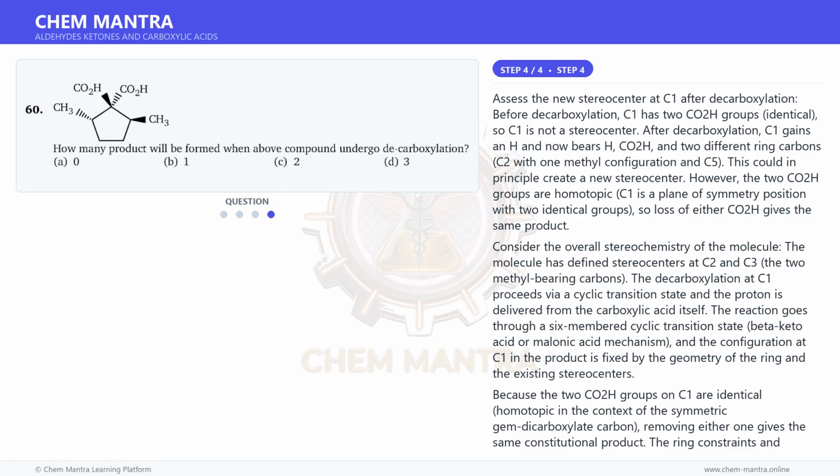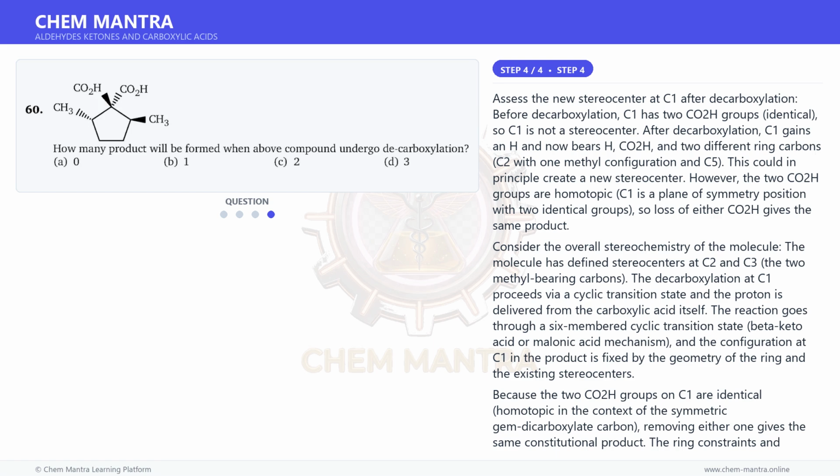Consider the overall stereochemistry of the molecule. The molecule has defined stereocenters at C2 and C3, the two methyl-bearing carbons. The decarboxylation at C1 proceeds via a cyclic transition state and the proton is delivered from the carboxylic acid itself. The reaction goes through a six-membered cyclic transition state, beta-keto acid or malonic acid mechanism, and the configuration at C1 in the product is fixed by the geometry of the ring and the existing stereocenters.